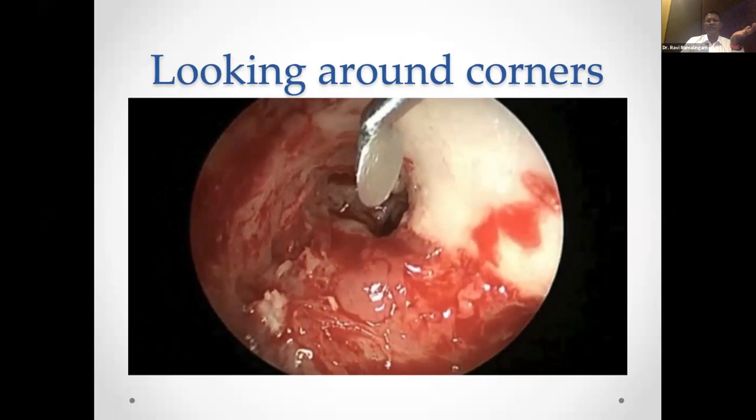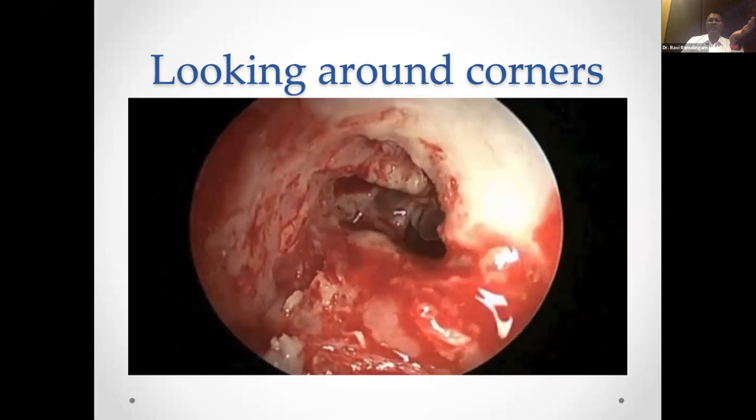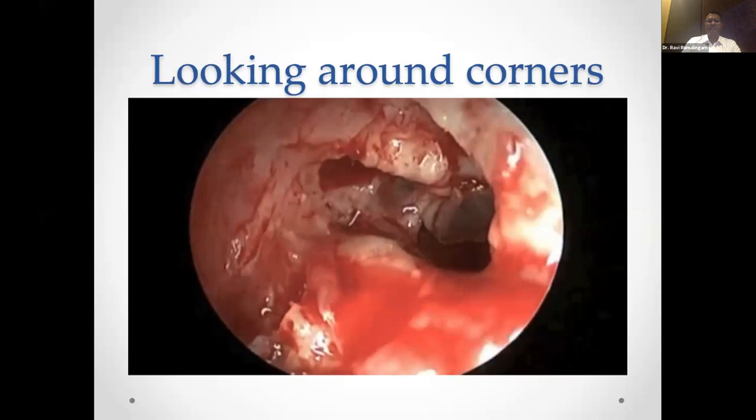There in the region of the fossa incudis, you've got some granulation tissue. If you have any doubt, you can use the endoscope to curette it, and make sure that all your doubts are taken care of. That's a view through the back, through the aditus into the middle ear.